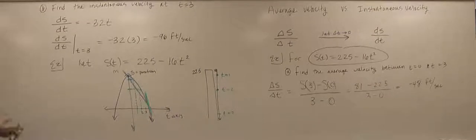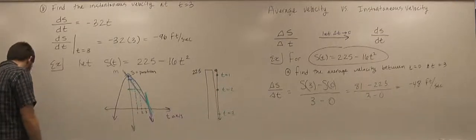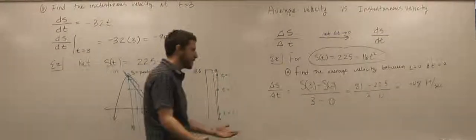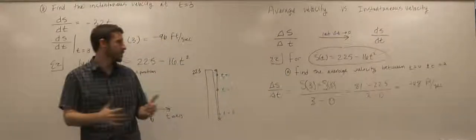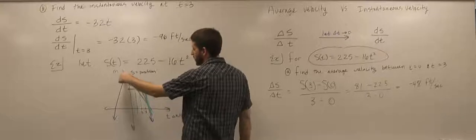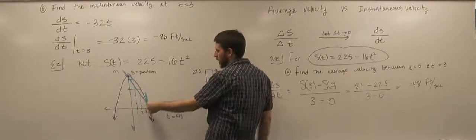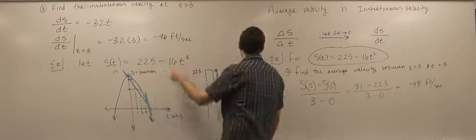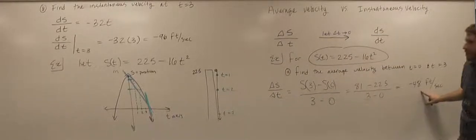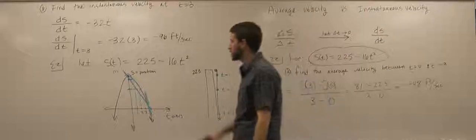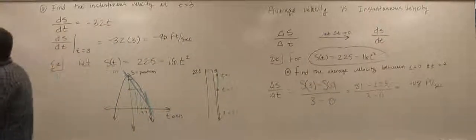So it's like if you're driving a car. Right? If you start at 0 miles per hour and you end up at 50 miles per hour, your average is going to be in between there. Here we started out at 0 feet per second and we got to 96 feet per second, but my average is going to be somewhere in between. So instantaneous is different than average.